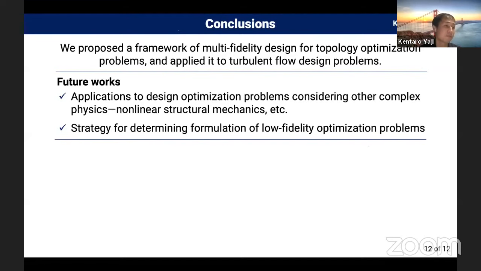As future work, we plan to tackle application to design optimization problems considering other complex physics such as nonlinear structural mechanics. In addition, it is also interesting to construct a systematic strategy for determining the formulation of the low fidelity optimization problem.